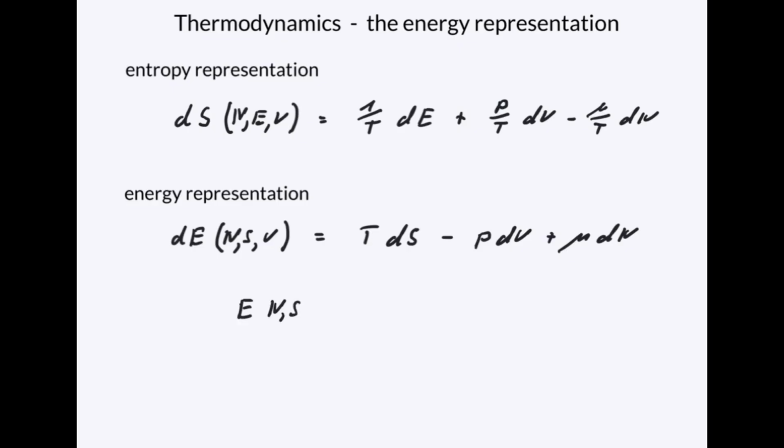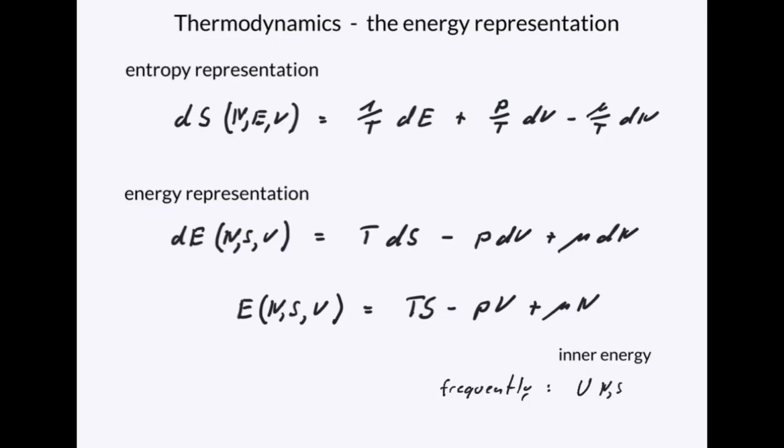The energy as a function of N, S, and V is then given by TS minus PV plus mu N, in which the dependent variables, the temperature, the pressure, and the chemical potential, are given by the partial derivatives of the energy with respect to the conjugate variable. The energy representation is the approach that is taken in thermodynamics and that we will come across in the book and in courses of other studies. In this clip, we will follow this line and develop the respective terms for the energy representation in various ensembles.